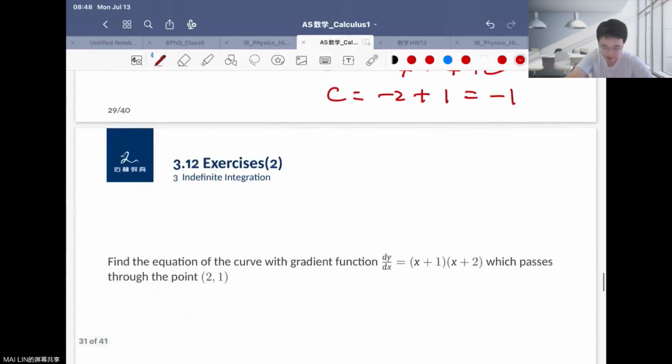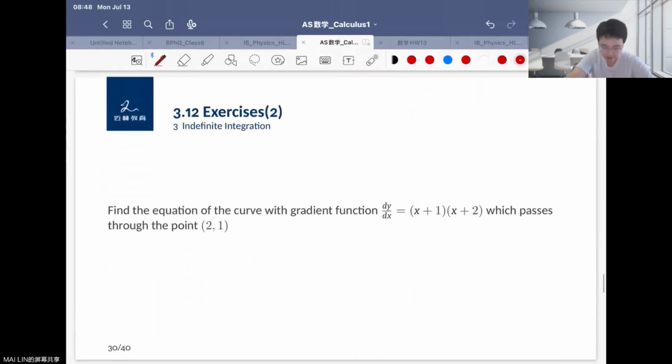Okay, sure. The problem here is dy over dx equals (x plus 1) times (x plus 2). Let's solve the problem together. For this problem, when x plus 1 and x plus 2 come together, we cannot solve it immediately, so we expand it: dy over dx equals x squared plus 3x plus 2.